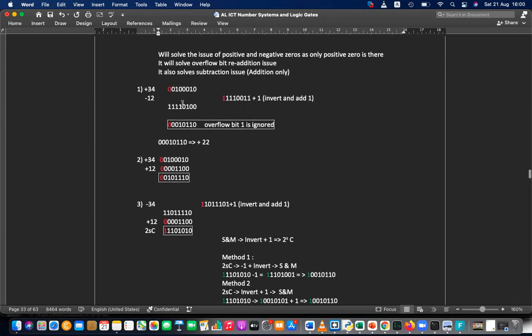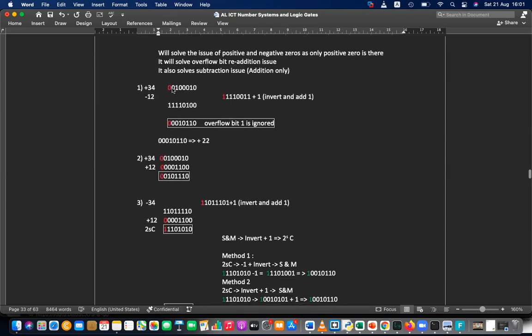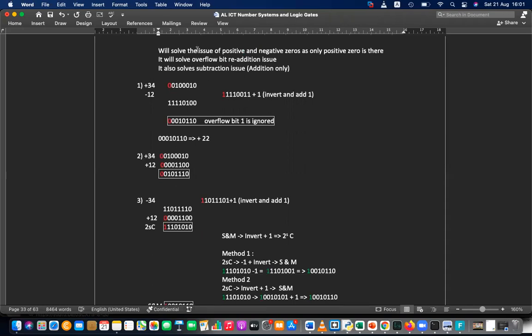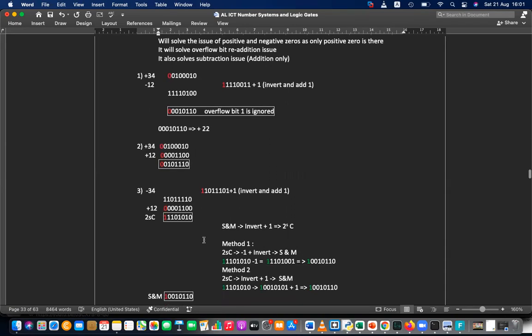So, same example. You can write this down as the example for the given one. It will solve the positive and negative 0 issues, and it will solve the overflow bit re-addition issues. It also solves the subtraction issue because it has addition only, right? And you can see the implementation, the first one, second one, and third one.